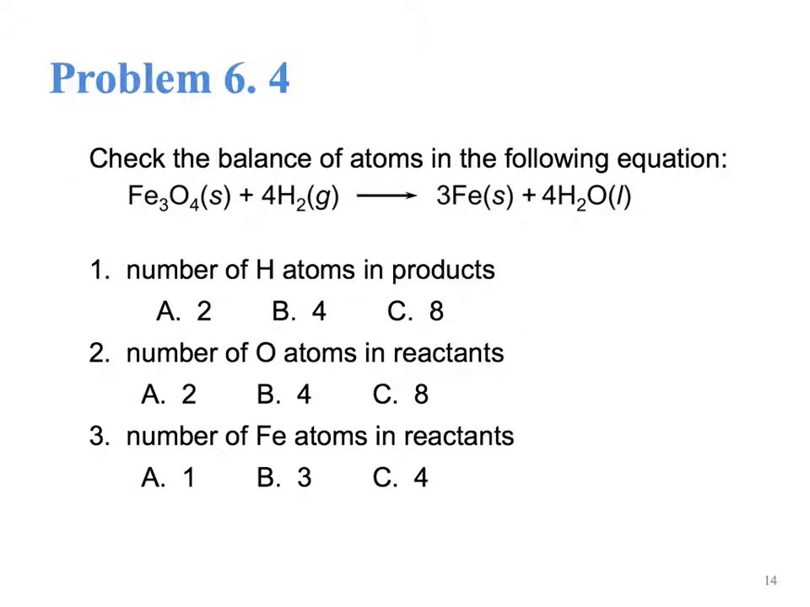Let's check the balance of atoms in the following equation. Number of hydrogen atoms in the products: 4 times 2, 8. Number of oxygen in the reactants, 4. Number of irons in the reactants, 3.